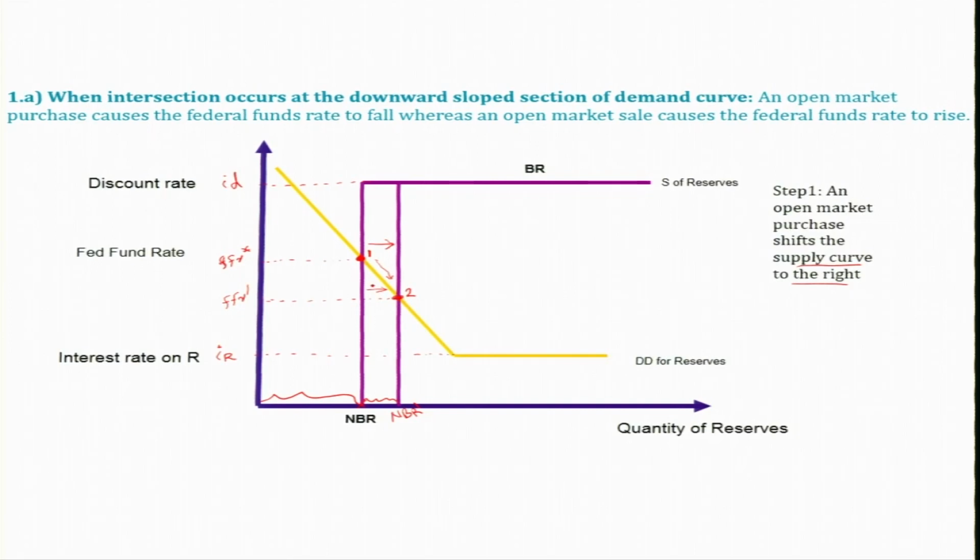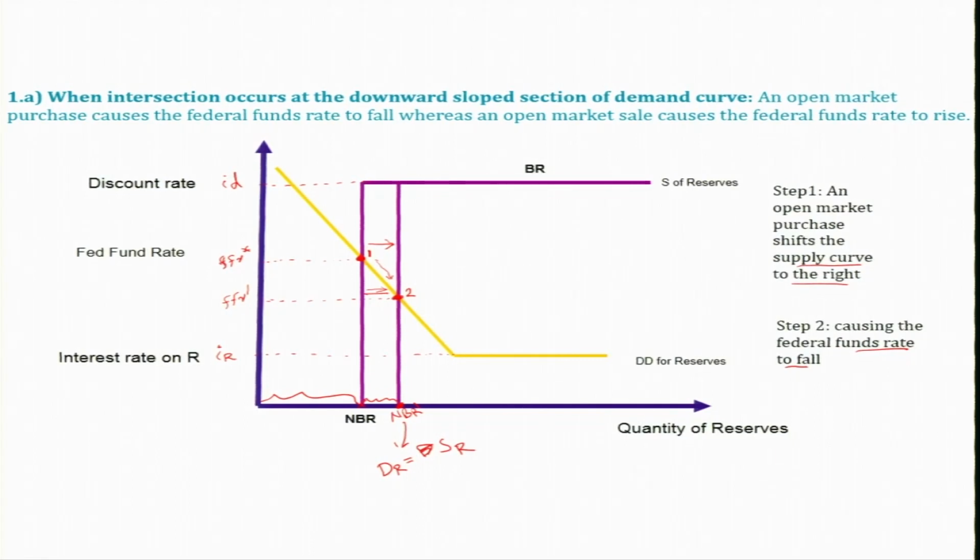When the price declines, they will be demanding more. This gives the new quantity demanded and supplied: the new demand for reserve and the new supply for reserve. So this is the new equilibrium point, and accordingly we can say that an open market purchase by the Fed causes the federal funds rate to fall. Okay, so this is one of the impacts.